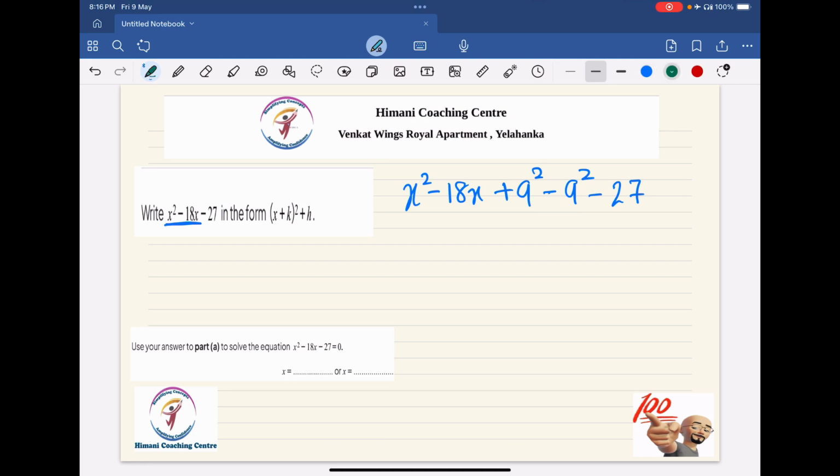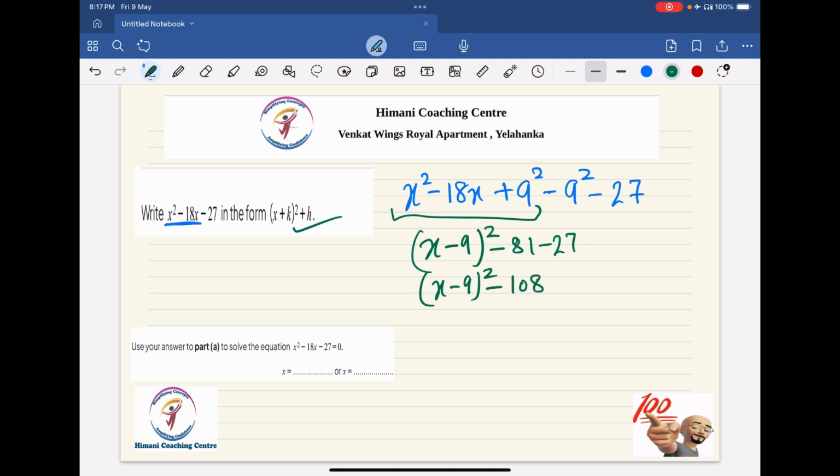Okay. Now, students, if we look here, this has become (x minus 9) whole square, because if you look, this is the (a minus b) whole square formula. Okay, and now minus 9 square is minus 81 and minus 27. So we are supposed to write in this form, so we will write (x minus 9) whole square, and minus 81 minus 27 is going to give us minus 108. So this is the first part.